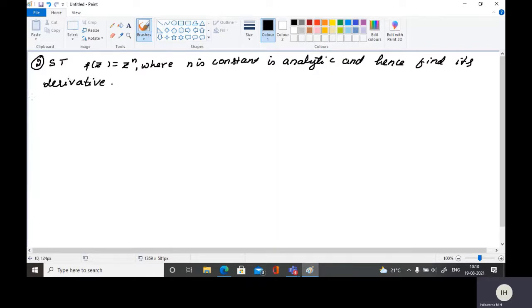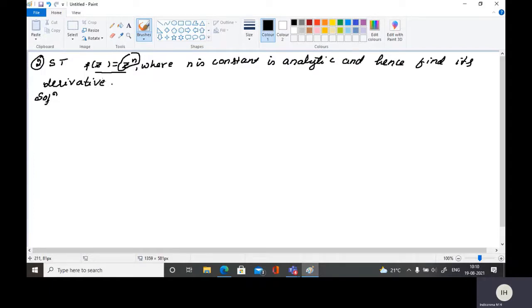Okay, this is the question we have. Solution. First we have to understand the question. What do we have to do? First we have to show that f of z equal to z power n is analytic. Then we have to find out f dash of z, that is, the derivative of z. That is, we have to prove that f dash of z is n into z power n minus 1, the differentiation of f of z.